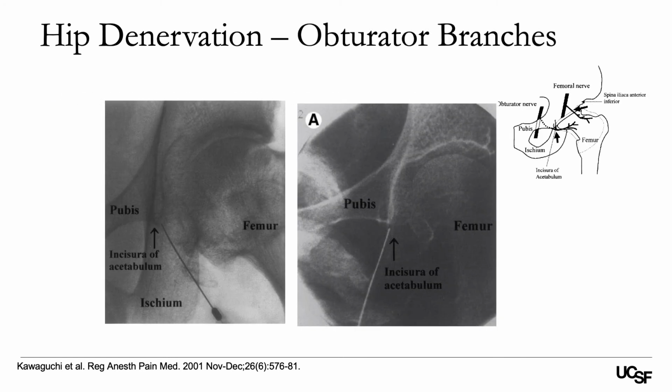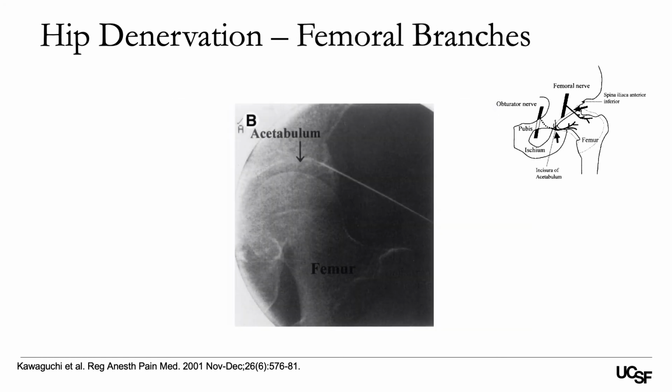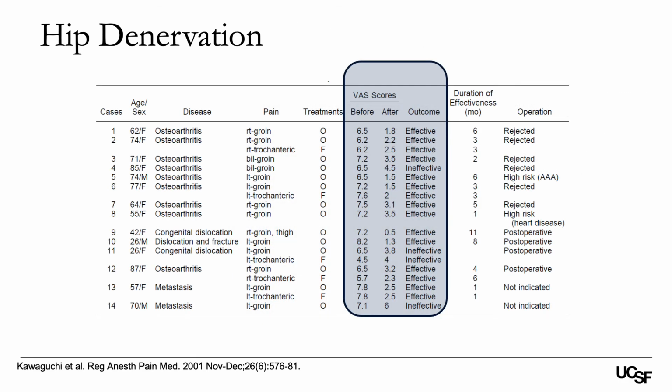To target branches of the obturator nerve, the electrode was inserted anteromedial. To target branches of the femoral nerve, the electrode was inserted from below the anterior superior. The authors reported visual analog scale scores before and after.